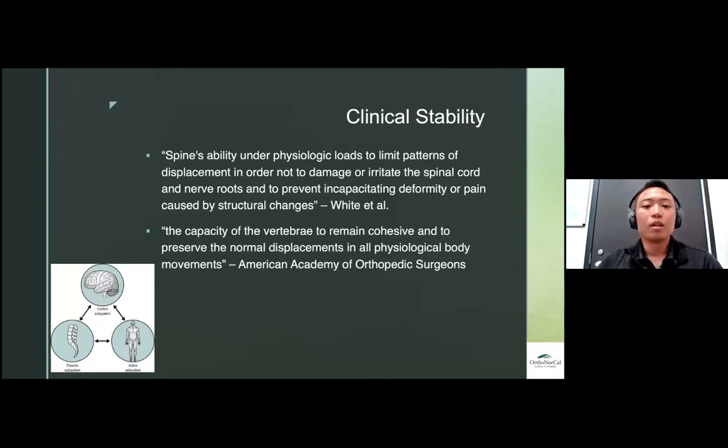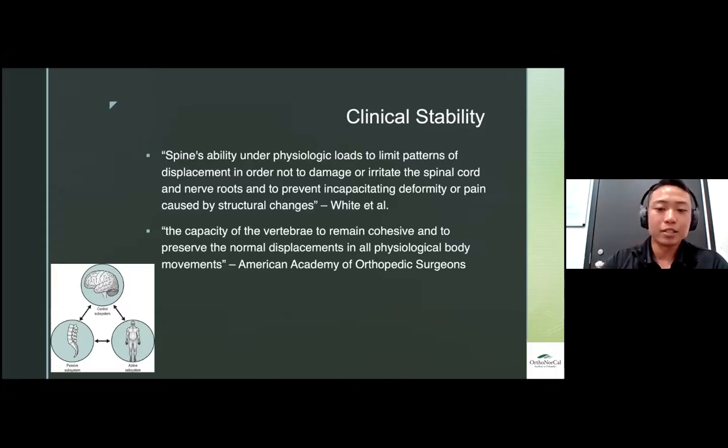All right, so let's define clinical stability a little bit more. Smarter folks than I am define it as the spine's ability under physiologic loads to limit patterns of displacement in order not to damage or irritate the spinal cord and nerve roots, and to prevent incapacitating deformity or pain by structural changes. A lot of words. Essentially, that means that the stability of your spine is there in order to support the spinal cord and prevent discomfort or pain.